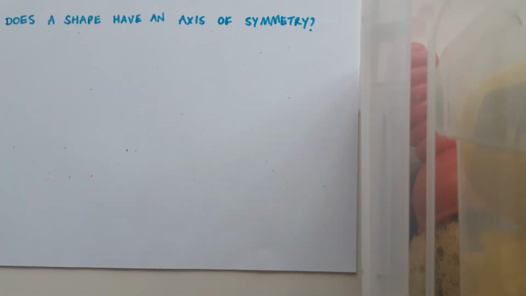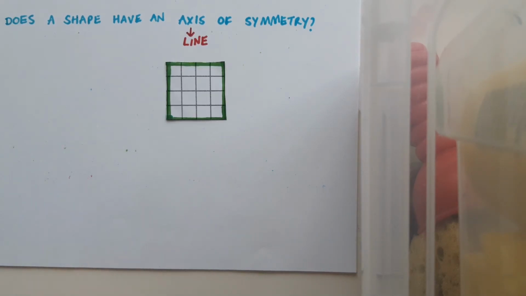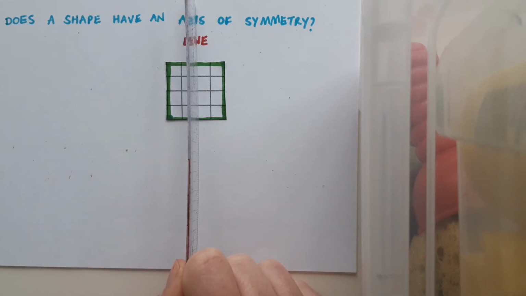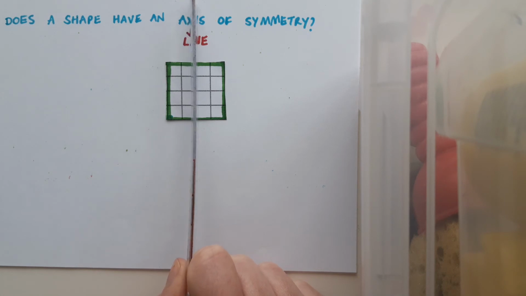We may also be asked to decide whether a shape has an axis of symmetry. Don't forget, an axis just means a line. To determine if a shape has an axis of symmetry, imagine that there is a line down through the shape. Is each side of the line identical? Would I be able to fold the shape over exactly on itself?